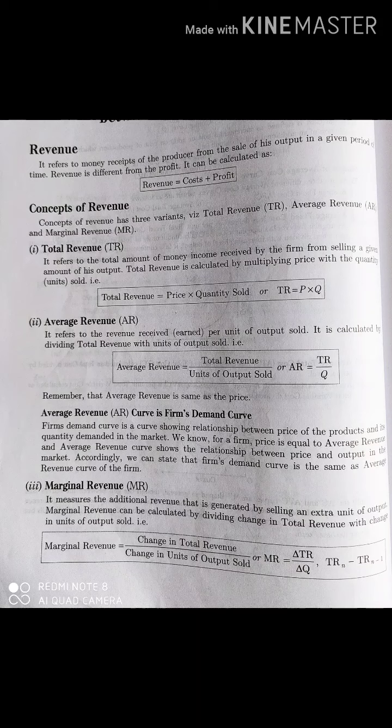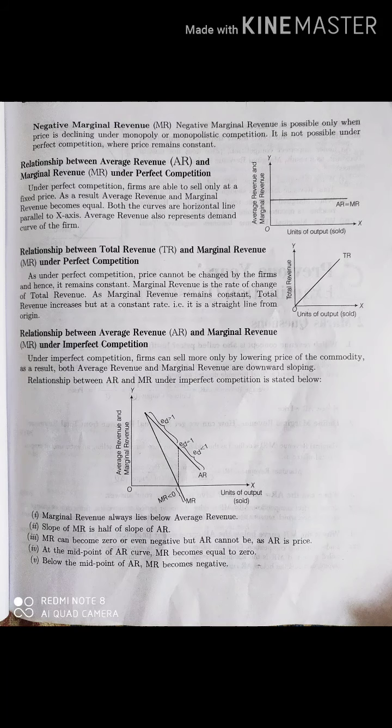Now marginal revenue can be calculated by dividing the change in total revenue. Extra unit means the change in total revenue. So it will be calculated by dividing the change in total revenue by the change in units of output sold. That is del TR upon del Q, or you can say as usual TRn minus TRn-1. That is, the current total revenue minus the previous total revenue. The difference of the two will be marginal revenue.